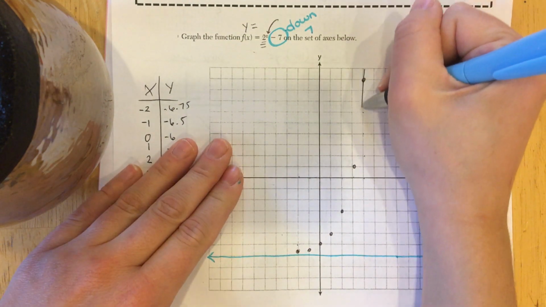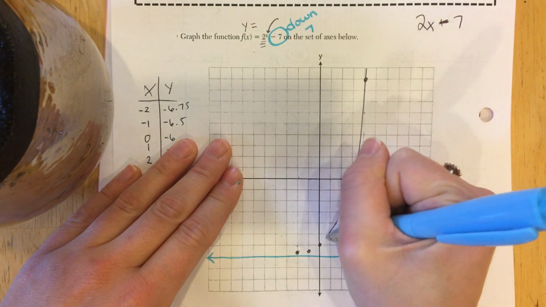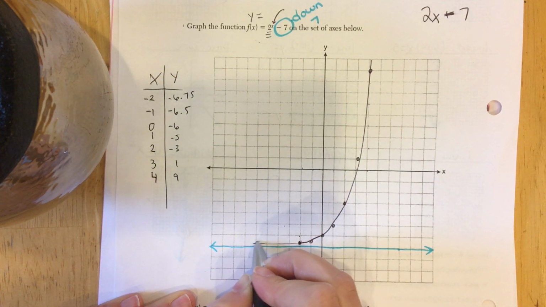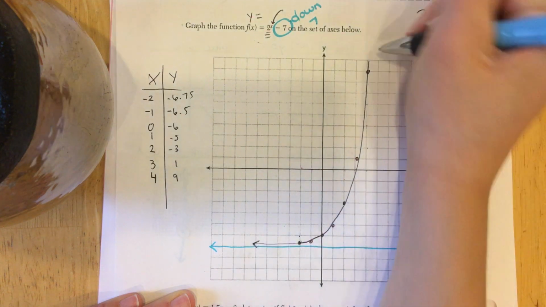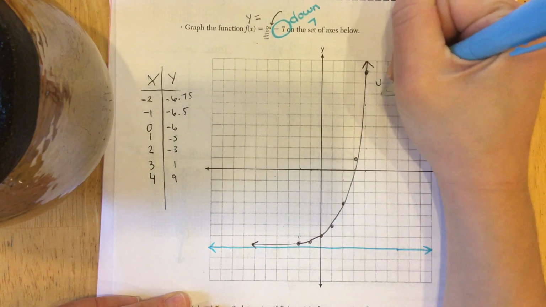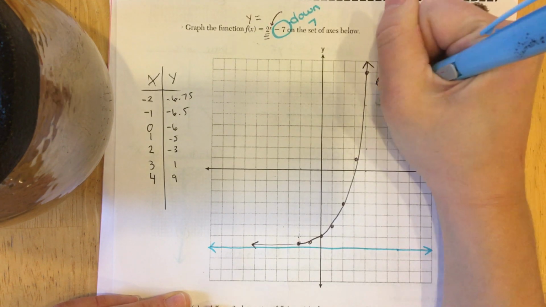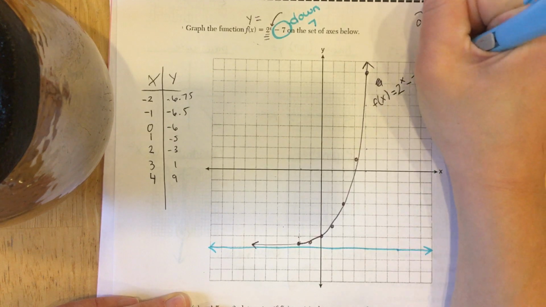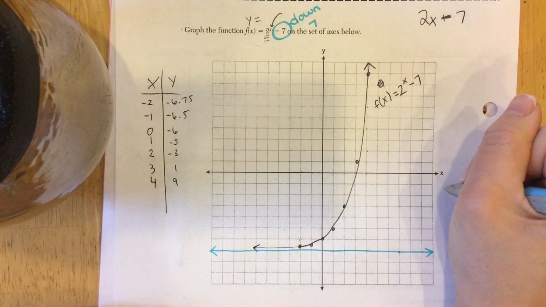Make sure when you go ahead and connect these points that you never touch this bottom line down here. Okay, go hover and don't touch. All right, so there's my beautiful exponential. I'm gonna label it. Oops, they didn't use y equals, they used f of x equals 2 to the x minus 7.